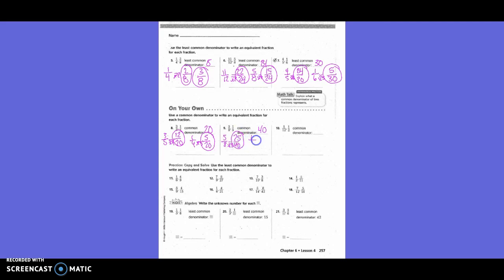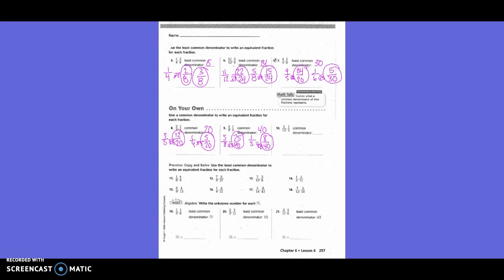And then I have to change 1/5. My new denominator is 40. How did I get from 5 to 40? Times 8. What I do on the bottom, I also have to do on the top. So 1 times 8 is? 8. My answer is 8/40.